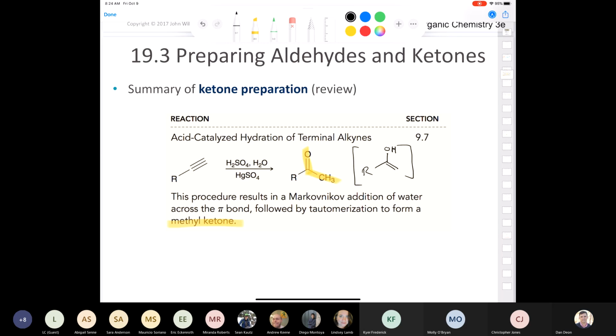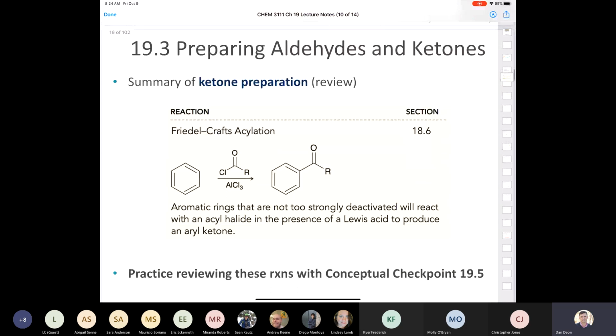All right. I think there's only one more reaction that you would have learned. I might misspeak. I don't remember. Yeah, okay. This is the last one. It's the Friedel-Crafts acylation reaction.